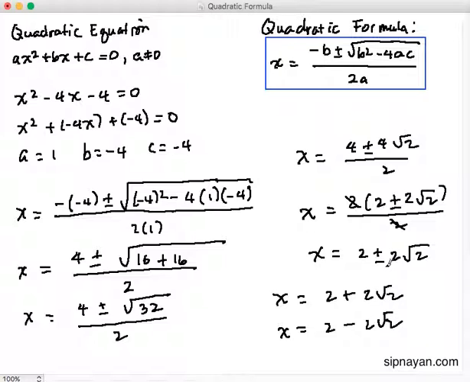Siguro magkaroon pa tayo ng isa pang example, no? Para mas ma-practice ninyo, sa susunod na video.